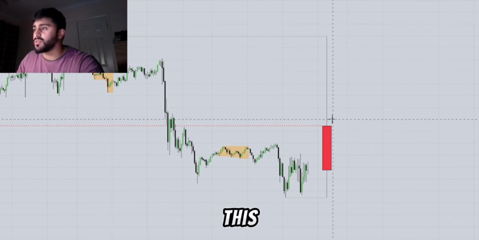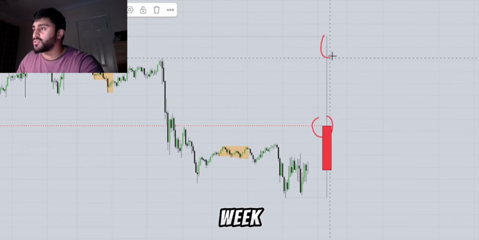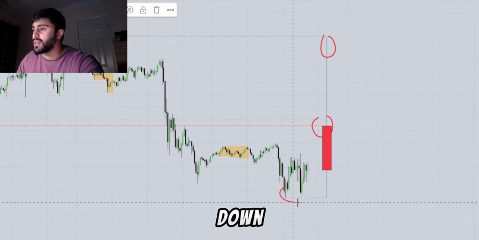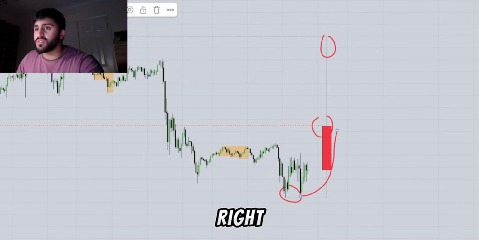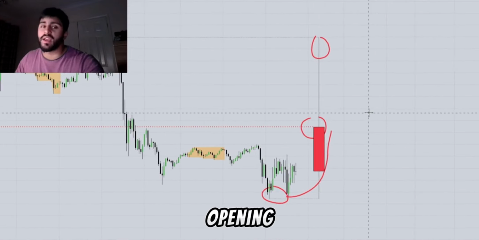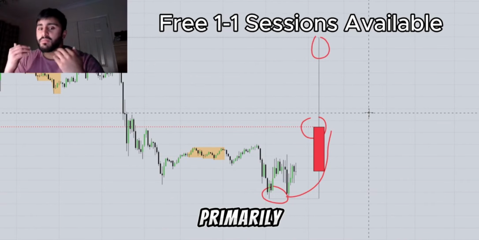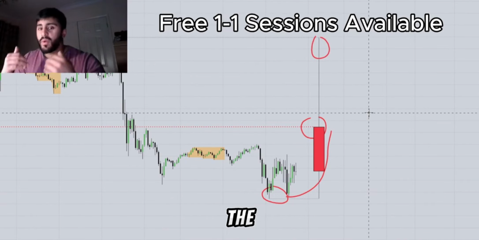So as you can see over here, this is the weekly opening price. The high of the week is all the way up here, and Wednesday was down here, right? So we are below this weekly opening price. So what does that tell me, right? So when I look at price below the weekly opening, I want to be buying primarily below the weekly opening. That's kind of the way I like to operate.